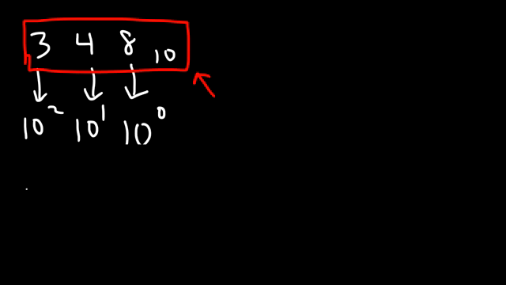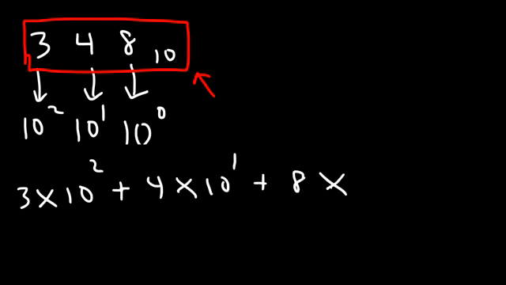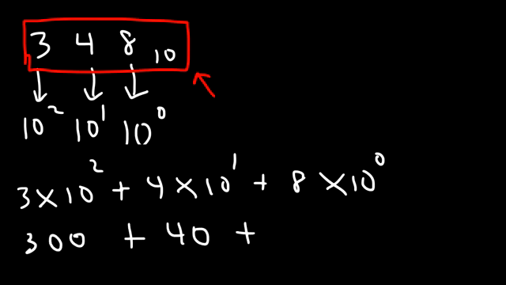So we can represent 348 as being 3 times 10 squared plus 4 times 10 to the first power plus 8 times 10 to the 0 power. Now 3 times 10 squared, we know 10 squared, or 10 times 10, is 100. 100 times 3 is 300. And here we have 4 times 10, which is 40. 10 to the 0 is 1, so 8 times 1 is 8. So 300 plus 40 plus 8 is 348.